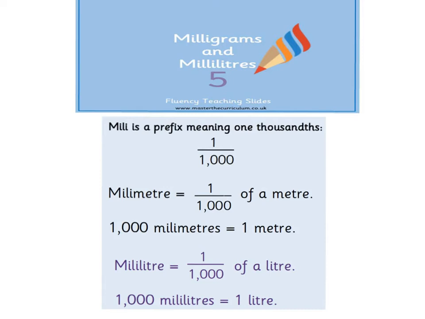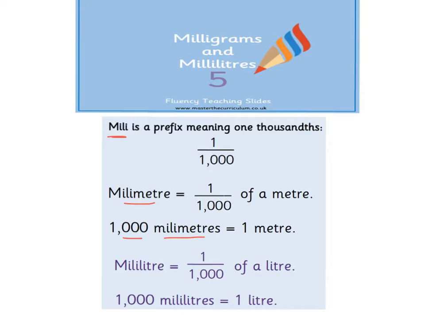Okay, so this is step 2 of our converting units of measurement, and this is milligrams and milliliters. So milli, got lots of millis in year 5, but different type of milli. Milli is a prefix meaning 1,000ths. So kilo means thousand, but milli is 1,000th, so there's a difference. So a millimetre is 1,000th of a metre. So 1,000 millimetres makes 1 metre.